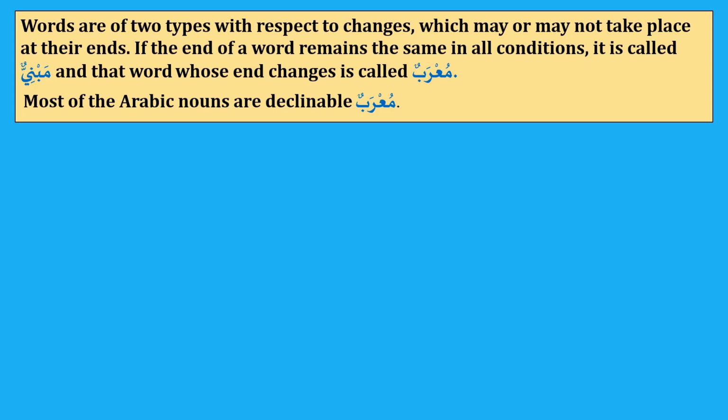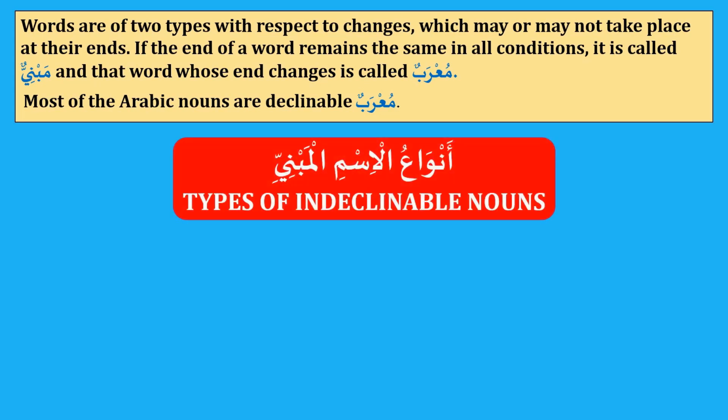Most of the Arabic nouns are declinable, mu'arab, and that's why we will not learn mu'arab, declinable, in this lesson, but we will focus on mabni. أنواع الاسم المبني, types of indeclinable nouns.